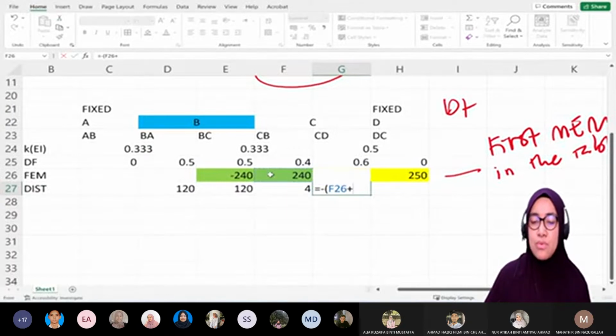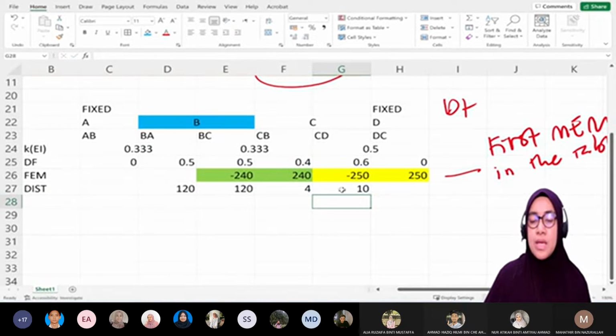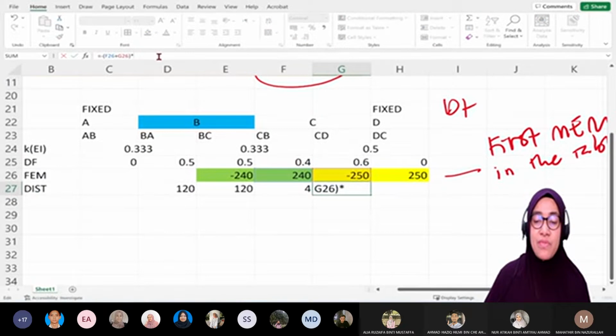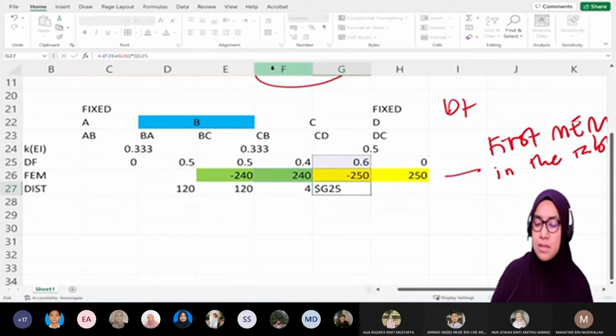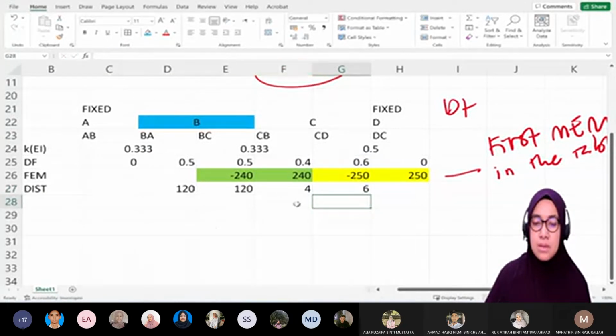So how to get 10? Saya letaklah negatif kat situ kan to represent 10. Okay, to represent opposite condition. Times with factor 0.6. Times with factor. Okay, like this.